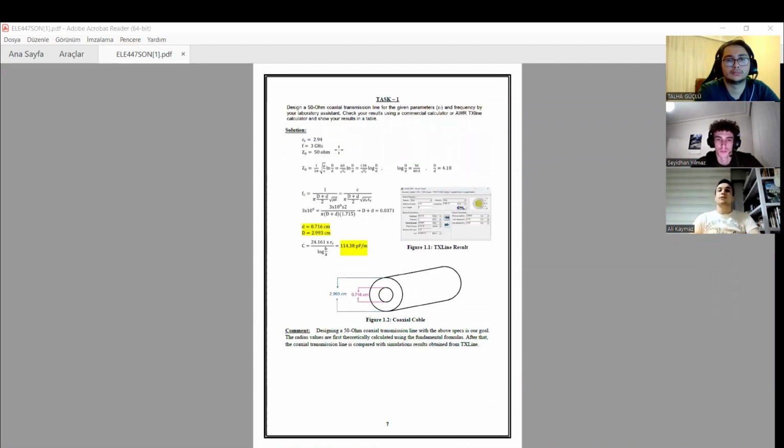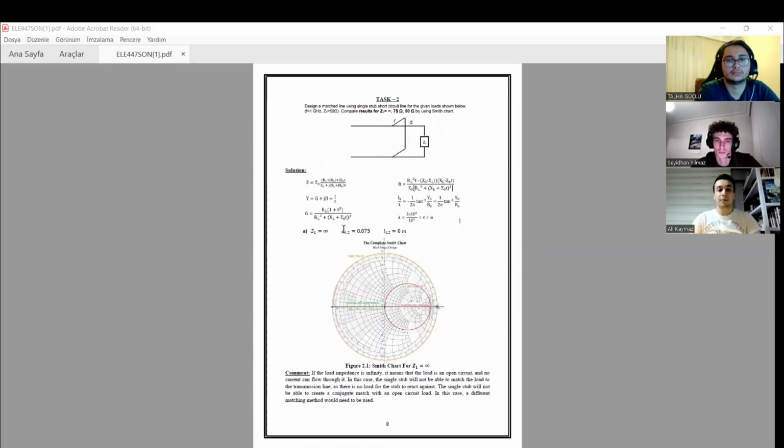In the first task, we are supposed to design a 50 ohm coaxial transmission line with the given parameters. After the calculations that we have made theoretically, we have checked our results with a WRTX line calculator. Inner radius of the coaxial line is 7.16 millimeters, and the outer radius is 2.99 millimeters.